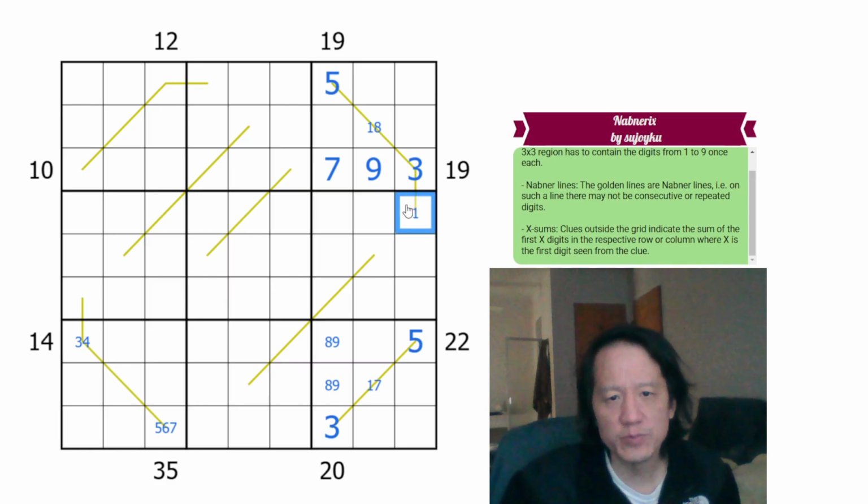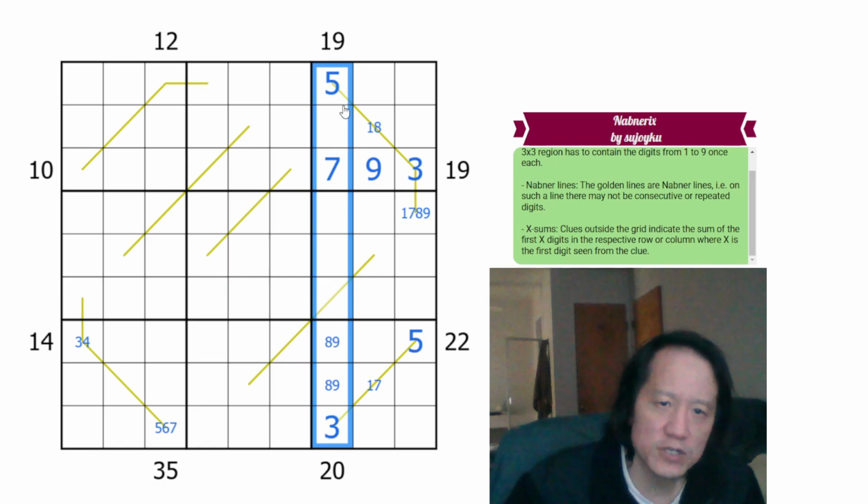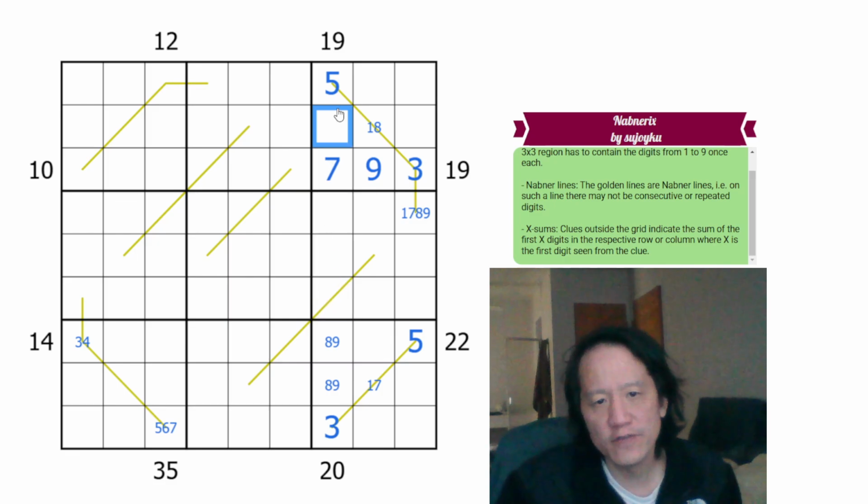Same thing, this could be 1, but not 2, 4, or 6, because those are consecutive with 3 and 5. So this has to be 7, 8, or 9. We're not sure which. We have 5 digits, which cover 5 cells, so the rest of them cannot have those 5 digits. Therefore, it's 1, 2, 4, and 6 left. These are 1, 2, 4, and 6.